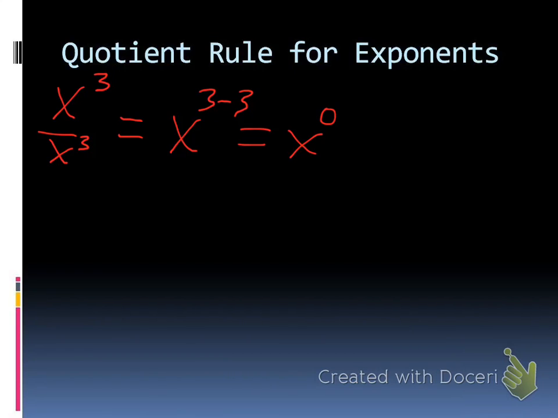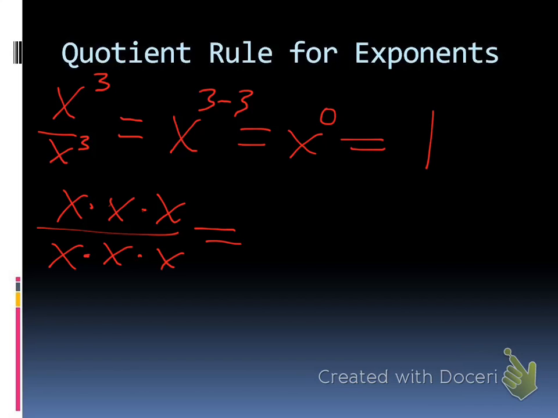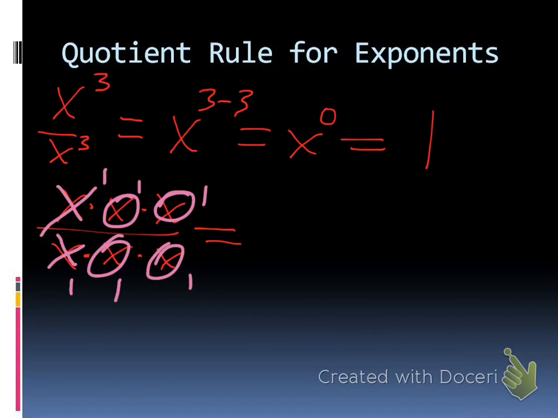If I have x cubed over x cubed, then I know by my rule that that's x to the 3 minus 3, which is x to the 0. X to the 0 is actually 1, and here's why. If I rewrite x cubed as x times x times x divided by x times x times x, these x's go away. That's 1 over 1. These x's go away here. That's 1 over 1. These x's go away here. That's 1 over 1. All we have here then is 1 over 1, which is just 1. So anything to the 0 power is just 1.